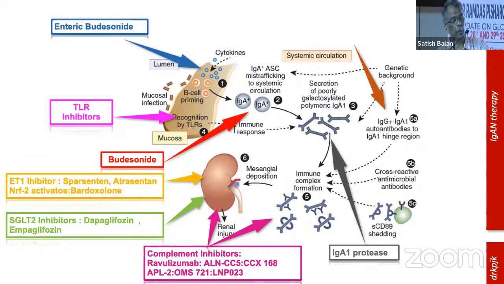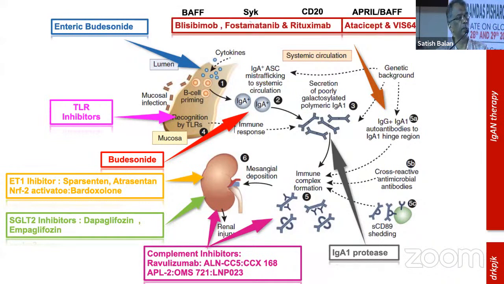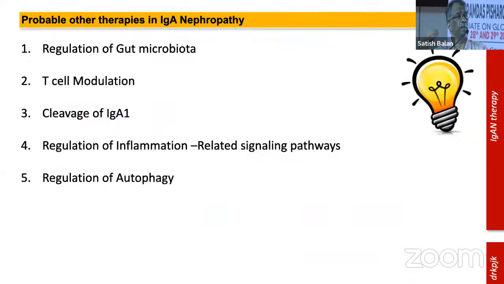Then regulation of gut microbiota, I said, that is removal of microorganisms, then programmed cells. Then fecal transplantation, another option where you can select some organism and put it into the gut. And in IgA nephropathy, it was found that there are a lot of changes taking place in the microbiota in the gut. There are E.